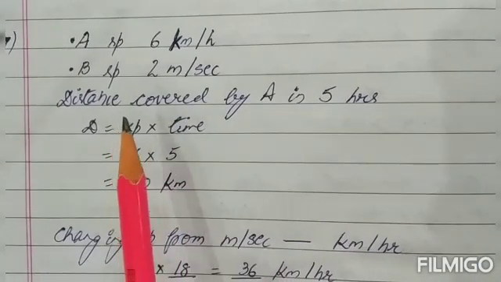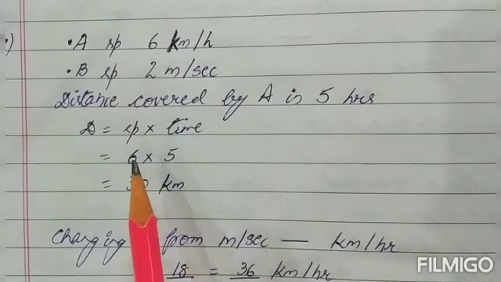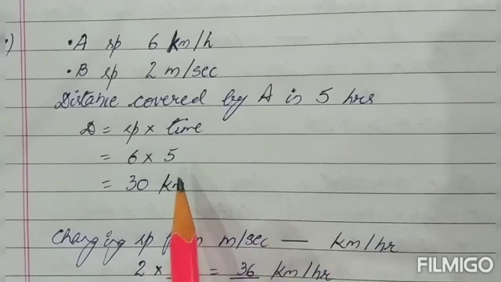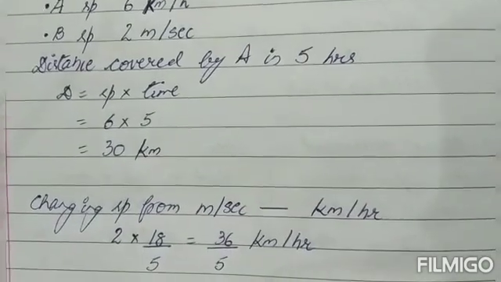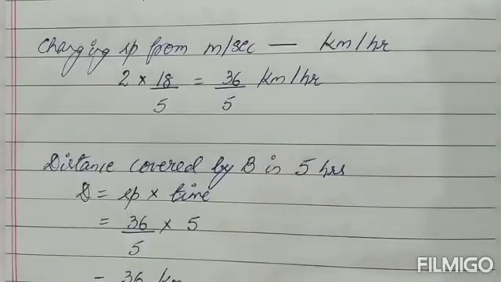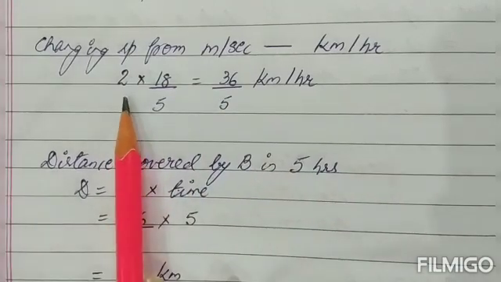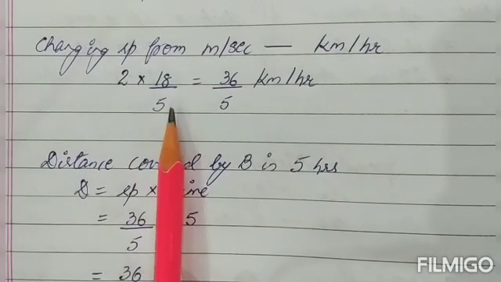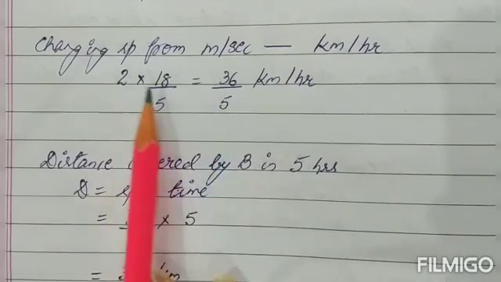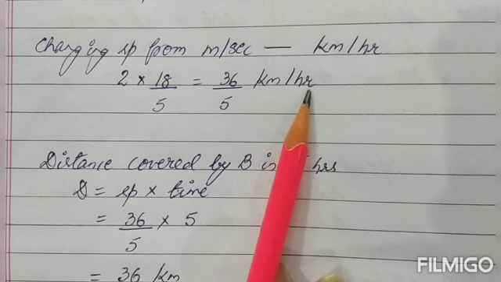So the distance covered by A in 5 hours is, distance is equal to speed into time, 6 5s are 30 kilometers. Now for B, children, you will have to change the speed from meters per second to kilometers per hour. 2 meters per second is the speed, so 2 into 18 upon 5. So nothing is getting reduced, so you multiply, it is 36 upon 5 kilometers per hour.